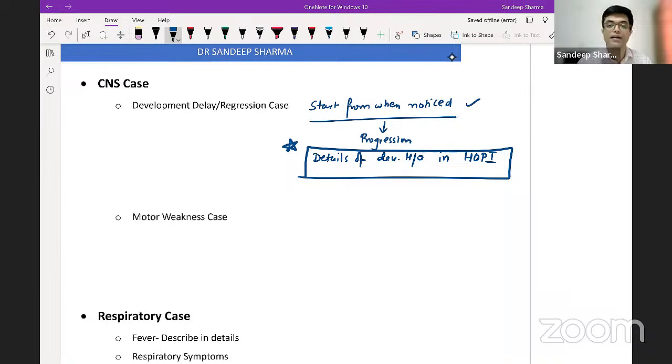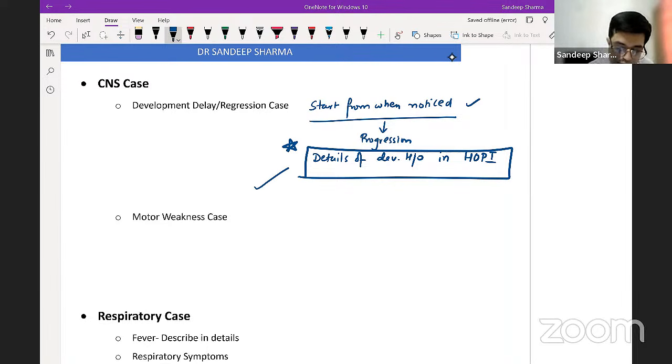And you need to understand, delay and regression are not same. Delay kya hota hai? A particular milestone has not come. Regression is a milestone has been attained, but there is a loss of that milestone. So patients with mental retardation, cerebral palsy, some genetic syndrome will have developmental delay. On the other hand, patients with Rett syndrome, patients with leukodystrophies, they will have regression of the milestone happening. So your history should tell you whether it is delay or not, whether it is regression or not. Sometimes both can coexist.